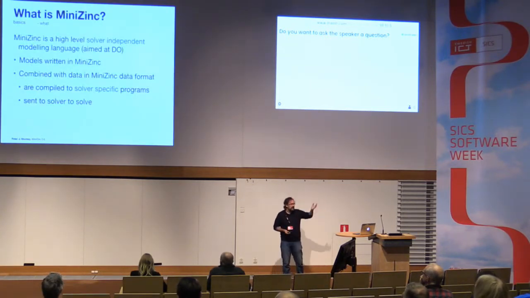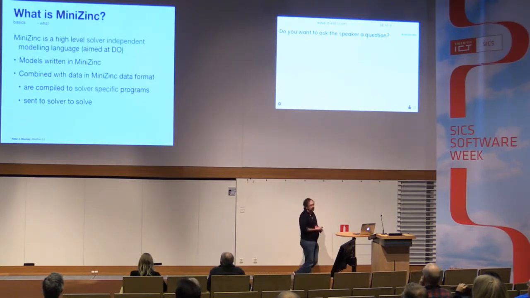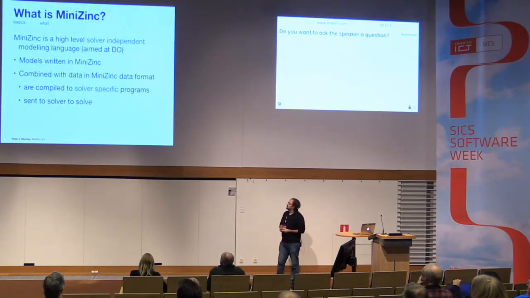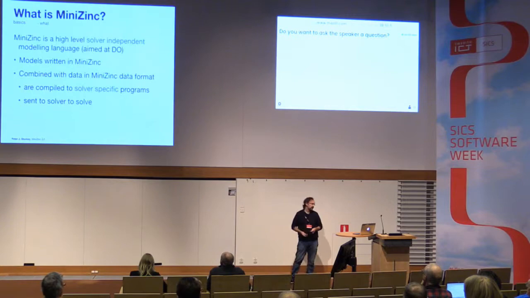Okay, so what's MiniZinc? It's this high-level solver-independent modeling language which allows you to write down the problem without committing to what solver or solving technology you're going to use. And then you combine that with data in this MiniZinc format, and that is compiled to a solver-specific program and then sent to the solver. The solver returns an answer, and then you can actually use MiniZinc to pretty print the answer if you wish.